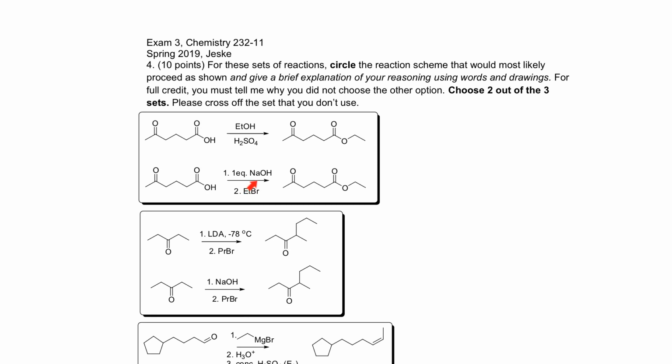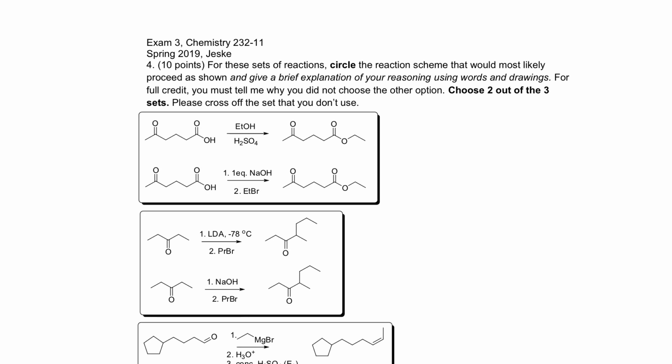As we've discussed in class, when we add a base, the most acidic hydrogen will be removed, especially if there's a large difference in acidity. So here we have alpha hydrogens, but they have an acidity of around 19 pKa. This OH has an acidity of around 5 pKa, so there's a massive difference between them. There is no way that we would deprotonate any of these hydrogens without first deprotonating this OH, because there's about a 15 pK unit difference.